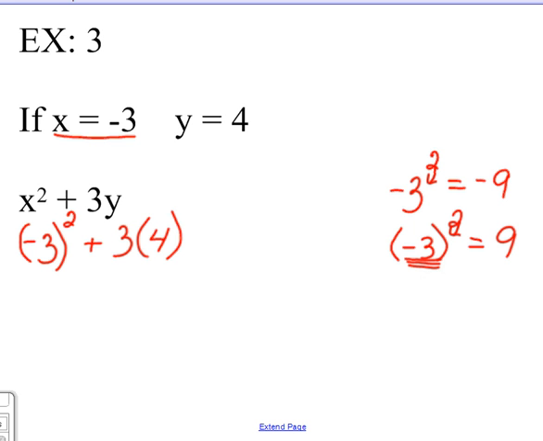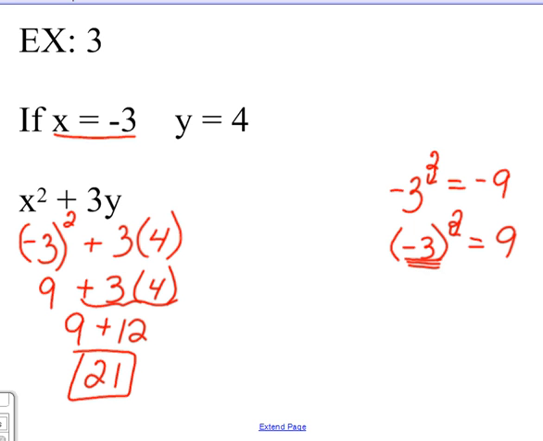Now we follow PEMDAS. Inside parentheses, there's nothing. So we go to exponents. Negative 3 times negative 3 is a positive 9. Bring everything else down. Now we're going to do the multiplication. Positive 3 times 4 is a positive 12. Bring everything down. And then you get your answer of 9 plus 12 is 21.